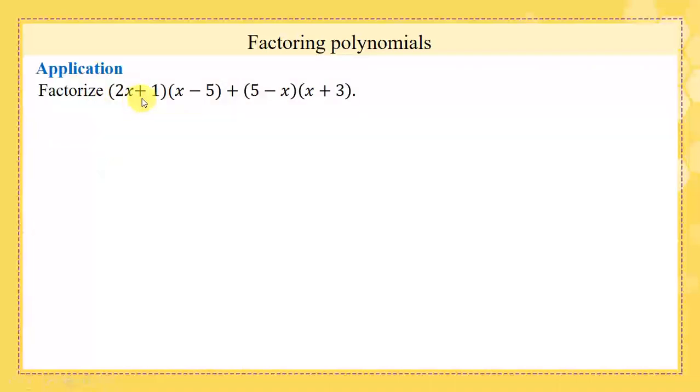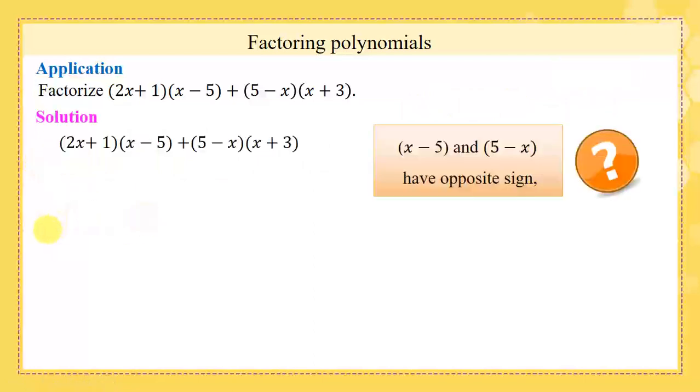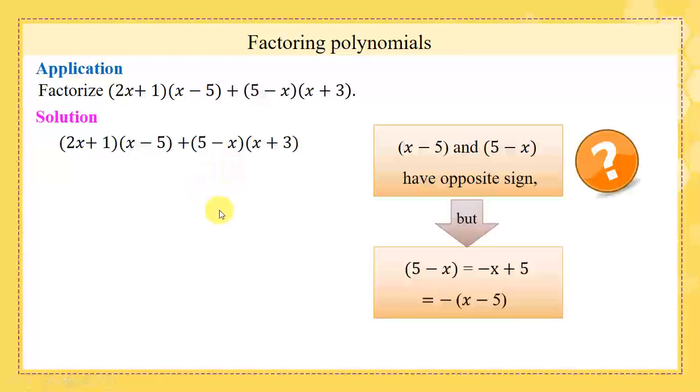Application: factorize (2x plus 1) times (x minus 5) plus (5 minus x) times (x plus 3). Please pause the video and try it by yourself. Solution: we know that x minus 5 and 5 minus x are two opposite binomials. They have opposite signs. Here we have negative x, here we have negative 5, and here we have positive 5. How could we change the sign inside this parenthesis without changing the value of this expression?